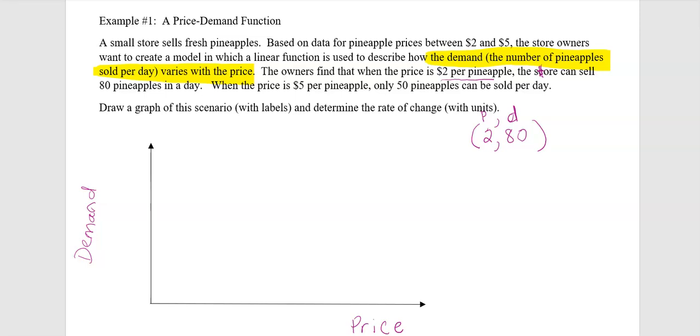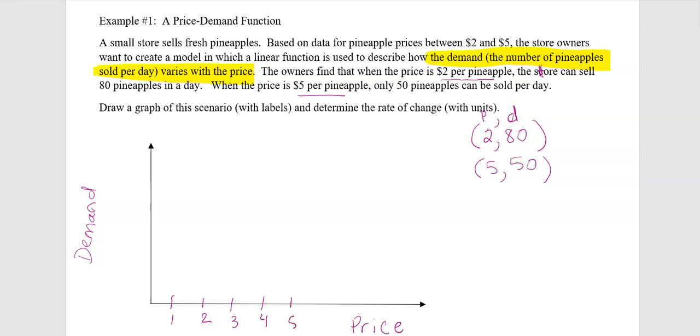And then I have another scenario here that says when the price is $5, only 50 pineapples can be sold per day. And this is because as the price increases, people are not going to want to pay a higher price, so the demand will decrease. So if I make this graph, I'm going to want to think about how I want to scale my axes because I need to be consistent on each axis.